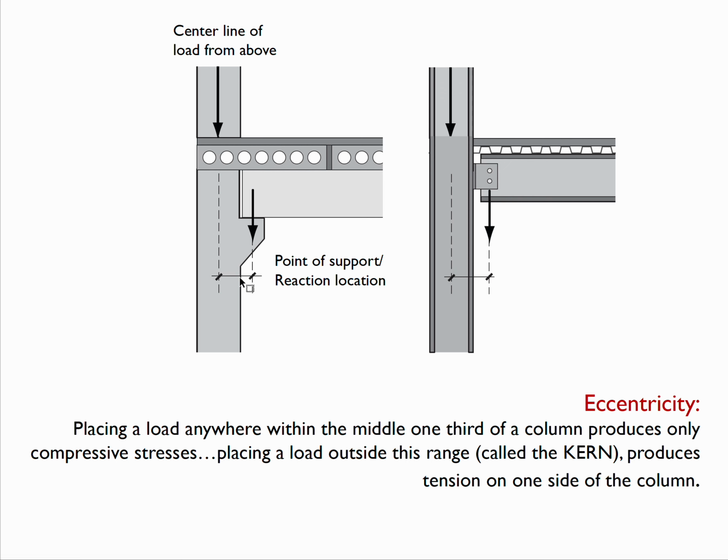There is then this offset between where the center line is up above, where the beam load is coming down. Same thing actually happens then with a steel beam, center line, connection point there, okay? So this kern is what that's called. Placing a load anywhere within 1/3 of the column produces compressive stresses. Placing a load outside produces tension on one side of the column as it goes to bend.